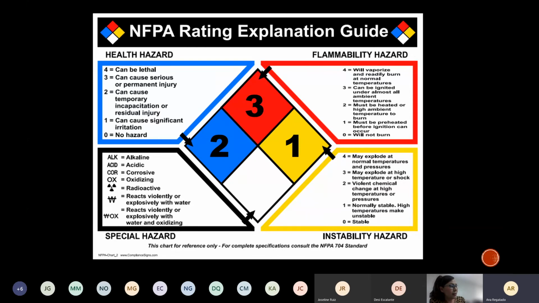And last but not least, the white section. This one is for special hazards, meaning hazards that are not covered by the flammability, the health, or the instability. And there are different options. If you notice there, you could see if it's alkaline, if it's acidic, if it's corrosive, if it's oxidizing, if it's radioactive. Does anyone know what radioactive means?